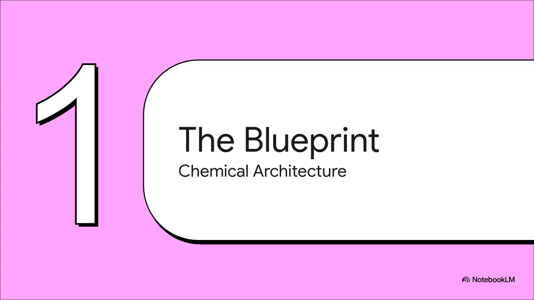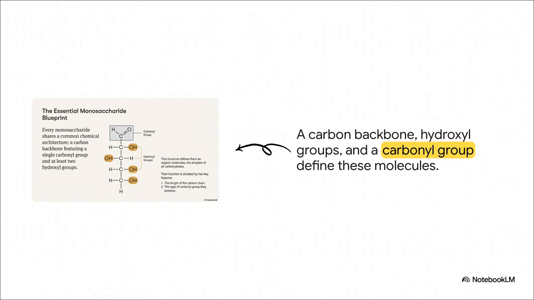All right, so to really get a grip on their power, we've got to pop the hood and look at their basic chemical architecture. Okay, so every single monosaccharide shares this common blueprint. You've got a backbone of carbon atoms, a bunch of hydroxyl groups, and then one carbonyl group. That's a carbon double bonded to an oxygen. And get this, their entire function, everything they do, is dictated by just two key features: how long that carbon chain is and what kind of carbonyl group they have.